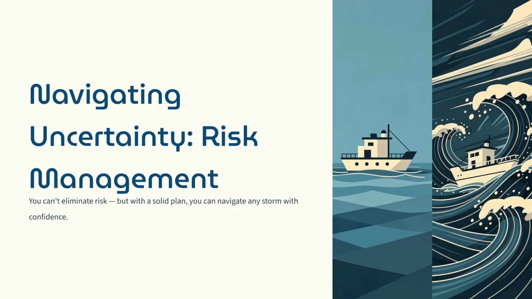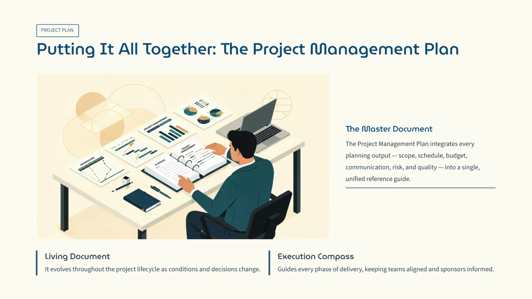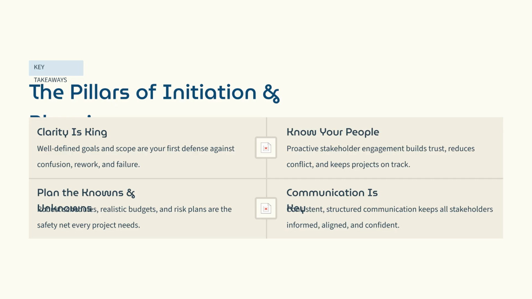This brings us to navigating uncertainty through risk management. You can't eliminate risk entirely, but a solid plan equips you to navigate any storm with confidence. Putting it all together, the project management plan is the master document. It's a living document that guides every phase of delivery, integrating scope, schedule, budget, communication, risk, and quality into a unified reference guide. The pillars of initiation and planning focus on four key takeaways.